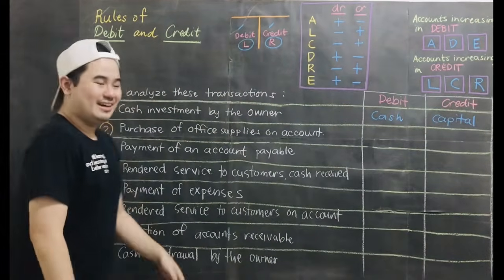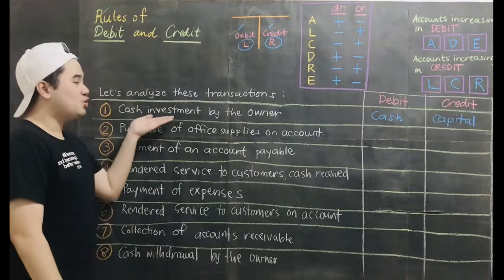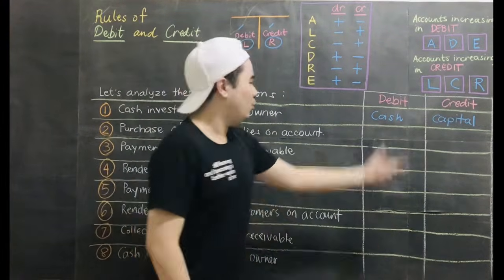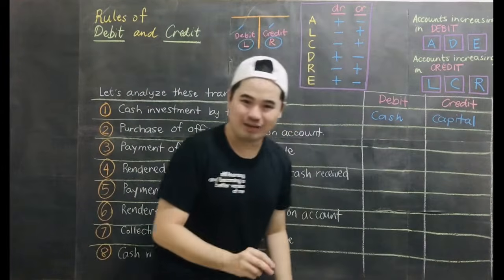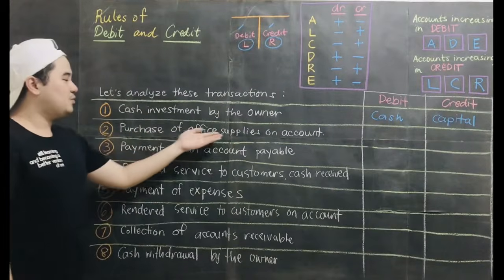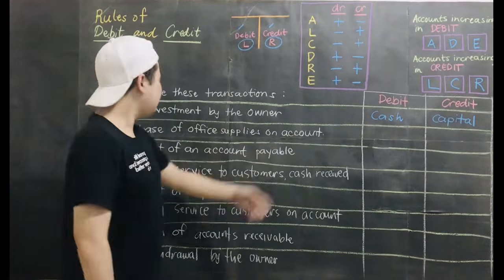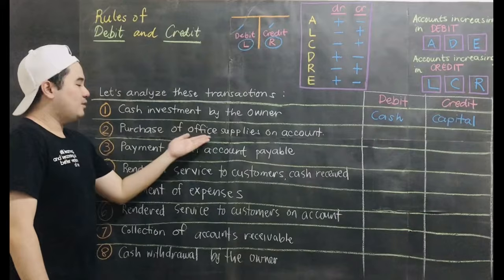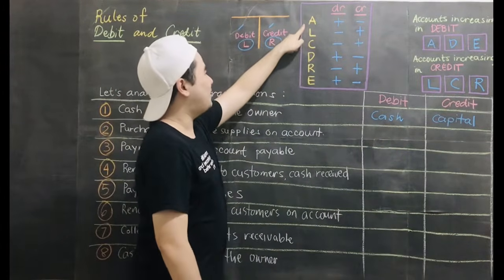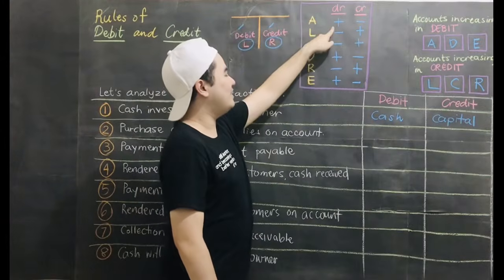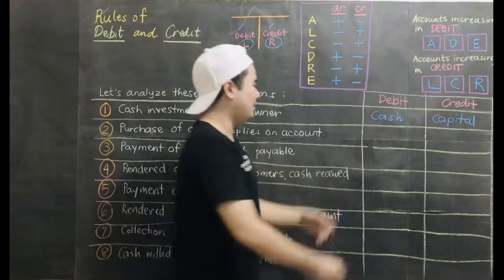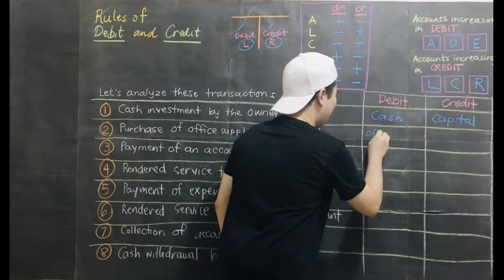Okay? Always remember, in each transaction, there are always at least 2 accounts that are being affected. Okay, next. Purchase of office supplies on account. Bumili ang company ng office supplies. Ang office supplies ay isang asset. Pag nagkakaroon ng asset, nilalagay sa debit. So, anong ide-debit nating account title? Debit, office supplies.